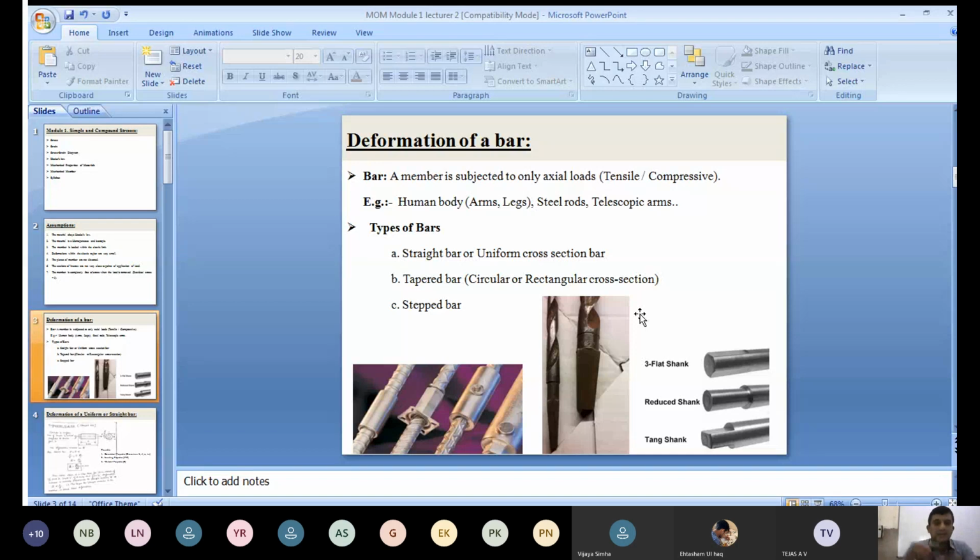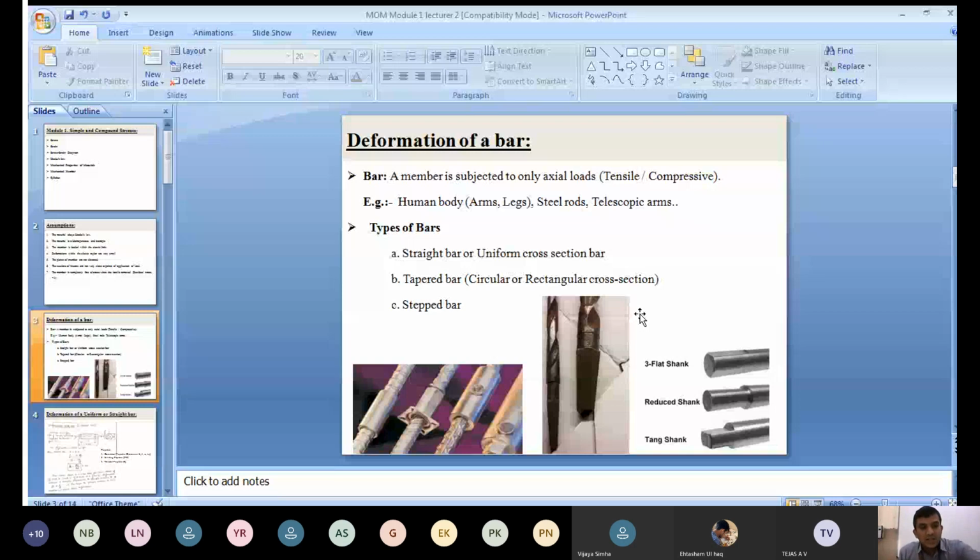Now this is another example of a straight bar. Here the cross sectional area is circular, and you get the diameter. Throughout the length, the diameter remains the same, so the cross sectional area remains the same. Now this is a rectangular cross section, where you get the width and thickness. For the circular cross section, you get the diameter, and throughout the length the diameter will not change. Again, it is also a straight bar or uniform cross section bar, right?